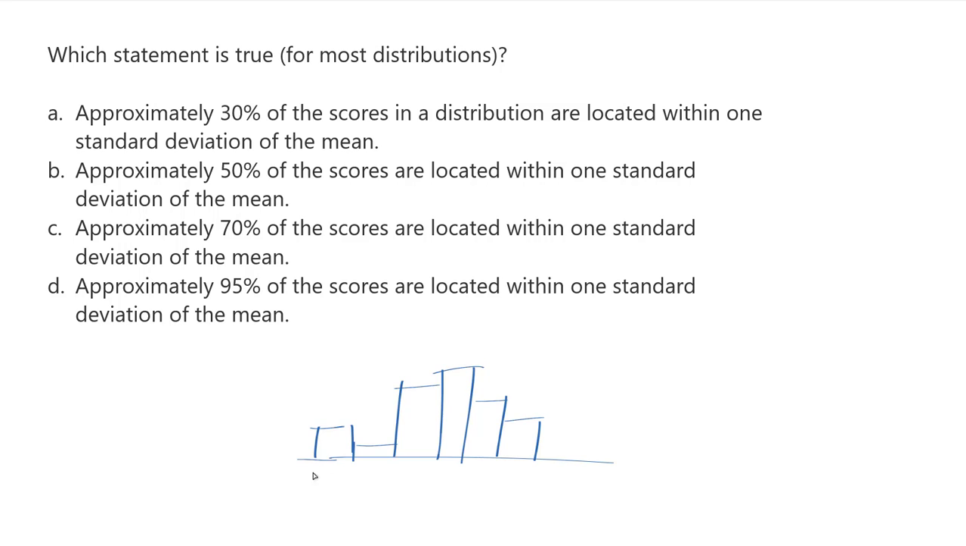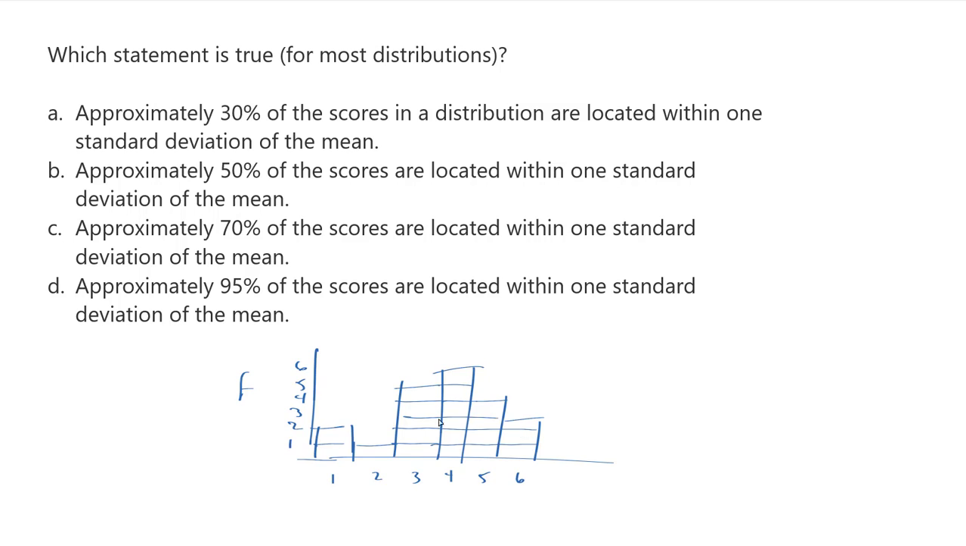So let's call this 1, 2. These are my scores: 1, 2, 3, 4, 5, 6, and so on. And then up on the side here, I've got my frequencies. So maybe this is where I've got a frequency of 1, 2, and so on, 4, 5, and 6. Okay.